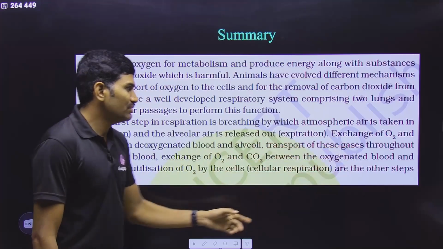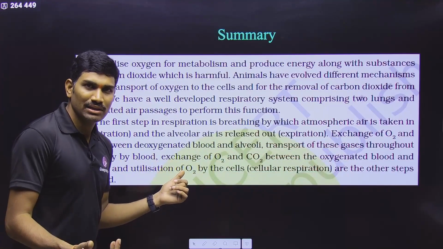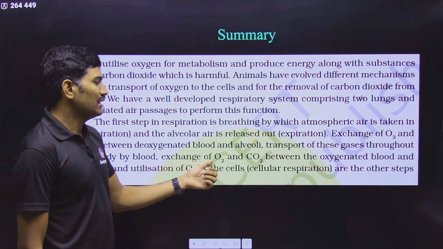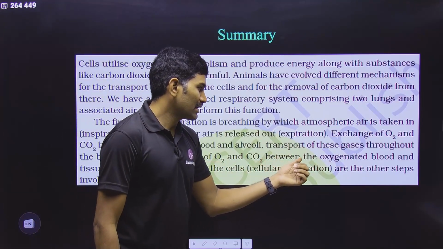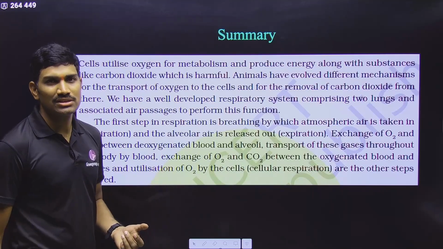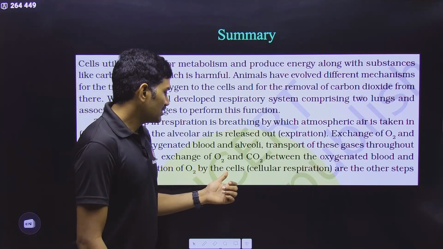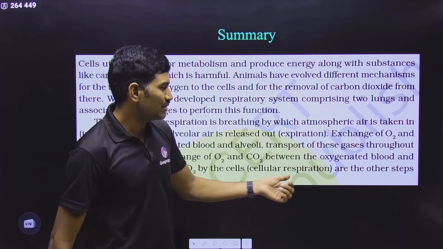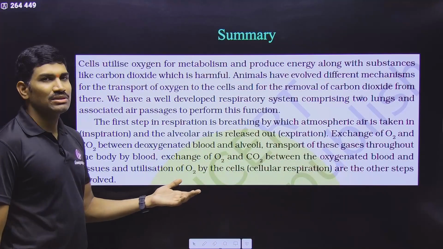Next one, transport of these gases throughout the body by the blood. Transport of oxygen we studied, transport of CO2 also we studied. Next one, exchange of oxygen and carbon dioxide between oxygenated blood and the tissues. This is the internal respiration we are studying. Next one, utilization of oxygen by the cells and the resultant production of CO2. This is the cellular respiration we studied. These are the other steps that are involved.